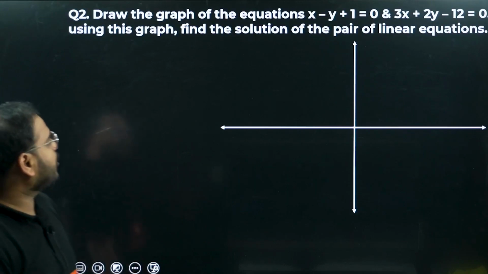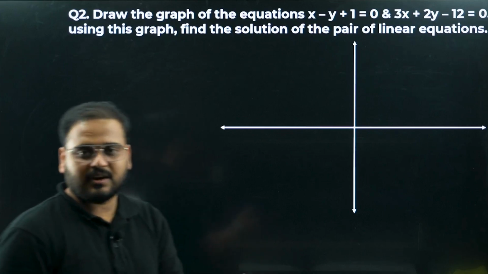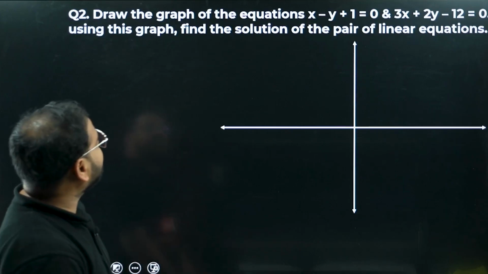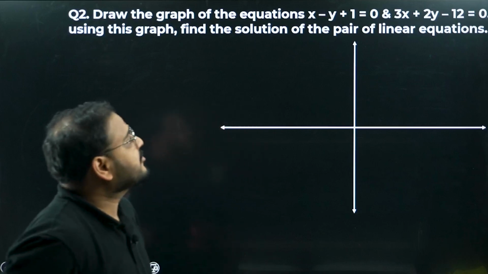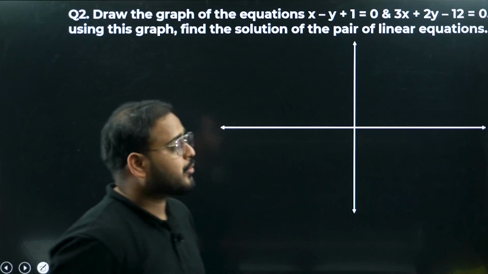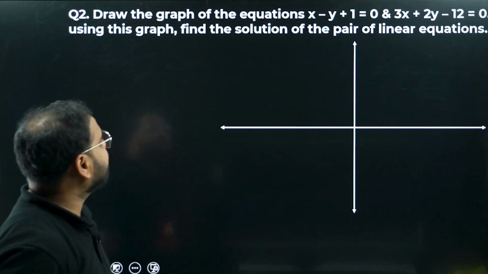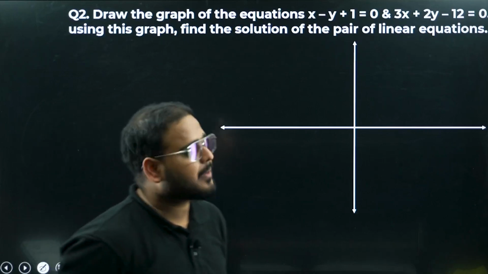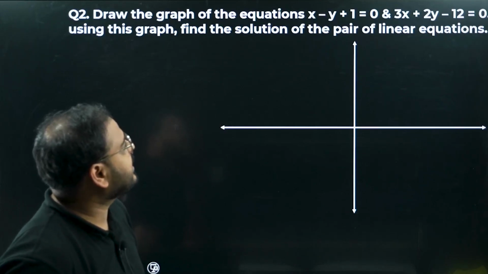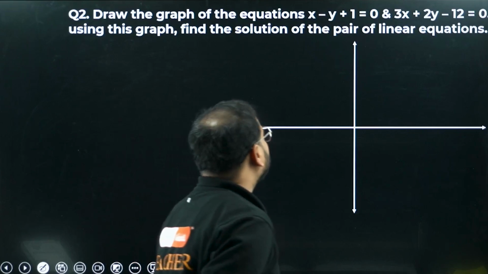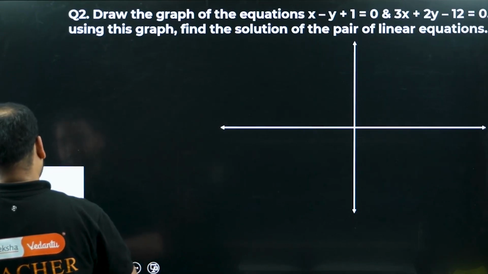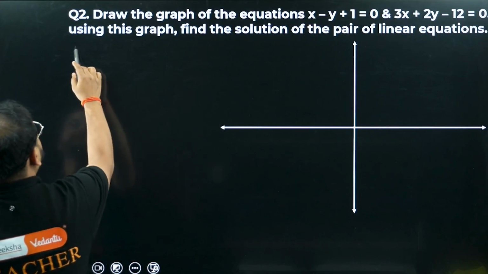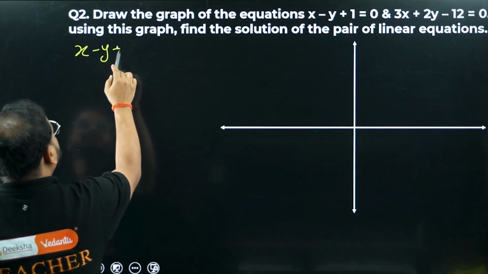Now draw the graph. Another question I've taken on the graphical method only. Draw the graph of the equations x minus y plus 1 equals 0 and 3x plus 2y minus 12 equals 0. Using this graph, find the solution, again the same thing. So let's plot the graphs. First, x minus y plus 1 equals 0. First I'm going to plot that one.